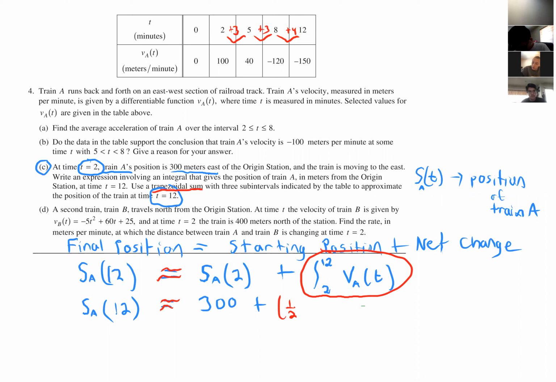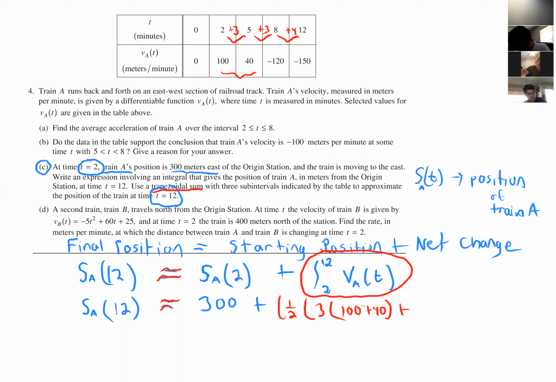So it's going to look like this. It's going to be 3 times 100 plus 40. We're averaging the bases. You don't have to divide by 2 because we already factored out the 1/2. So 100 plus 40.